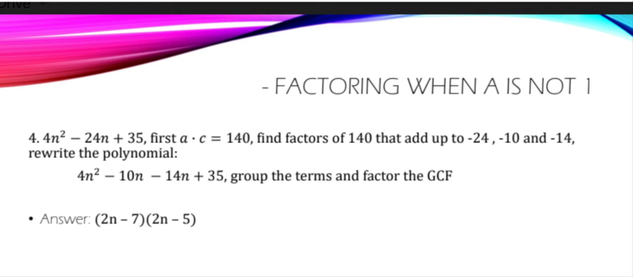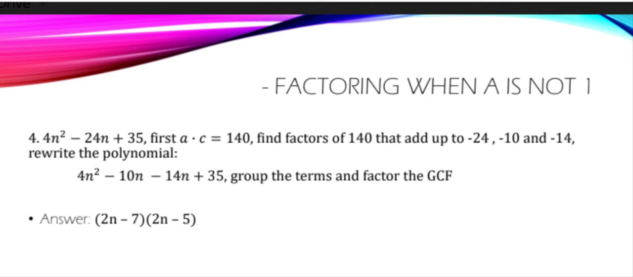Then we can rewrite our polynomial using these two factors. So we can write it as 4n squared minus 10n minus 14n plus 35. Now we can group the first two terms and the last two terms and factor out the GCF. When grouping the first two terms, we can factor out 2n, and so we get 2n times 2n minus 5. And for the last two terms, we can factor out a negative 7, and so we get 2n minus 5. We can see that 2n minus 5 is common, so we can take this out, and for our final answer, we get 2n minus 5 times 2n minus 7.